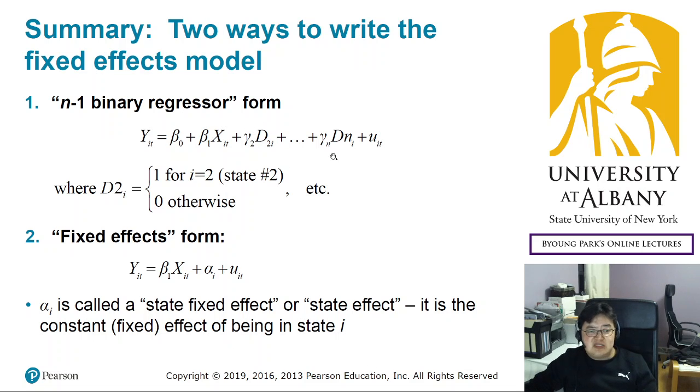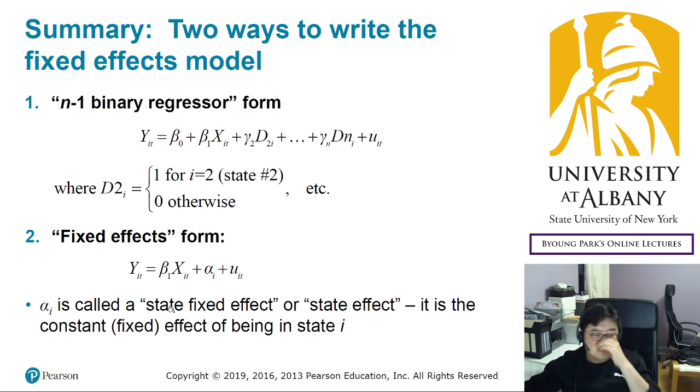But as you can see, it's very cumbersome to have a long equation. So usually it's simplified to this. The traffic fatality y is a linear function of the beer tax plus the state-specific intercept. So i is a state, and we define the intercept of state i as alpha i. We call this the state fixed effect.